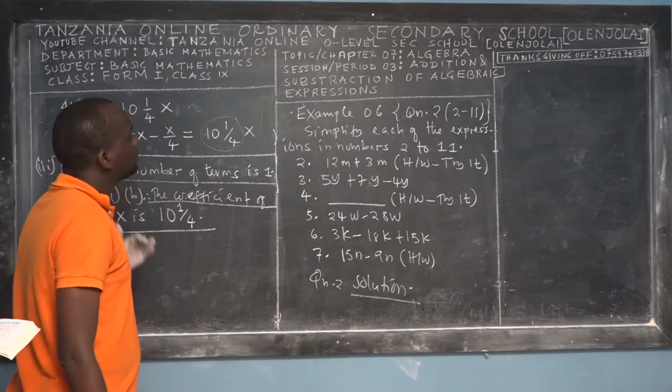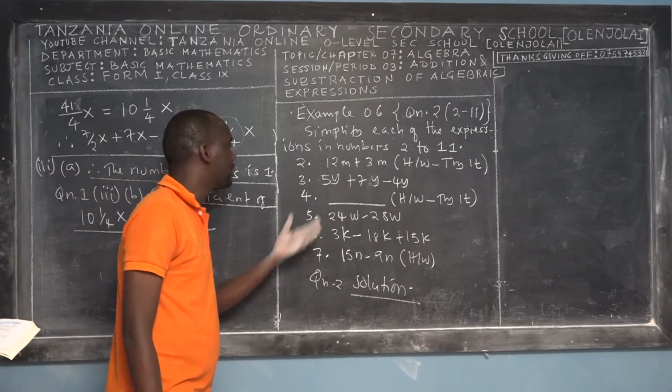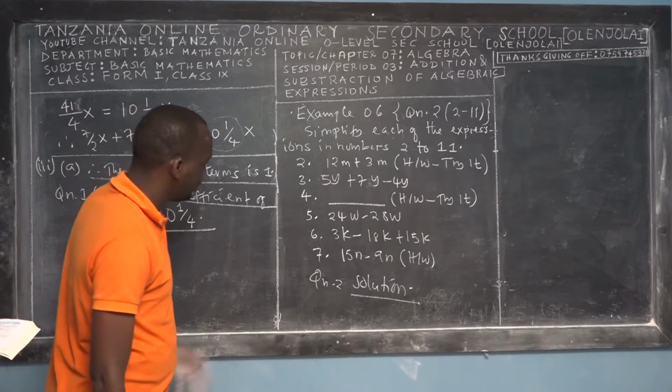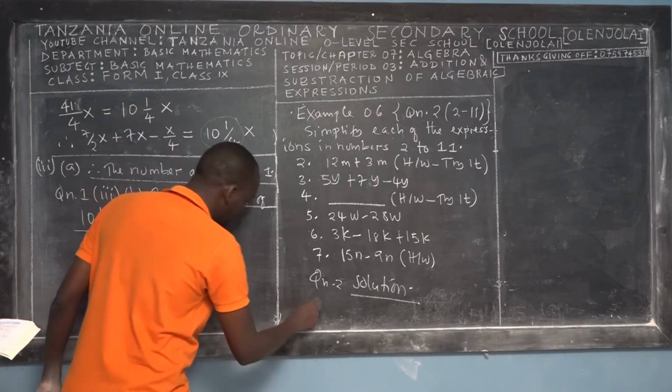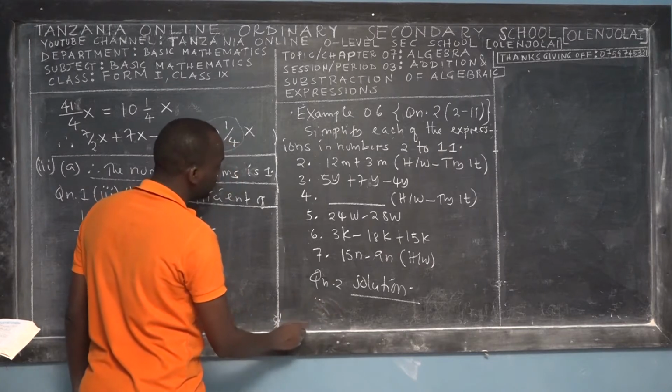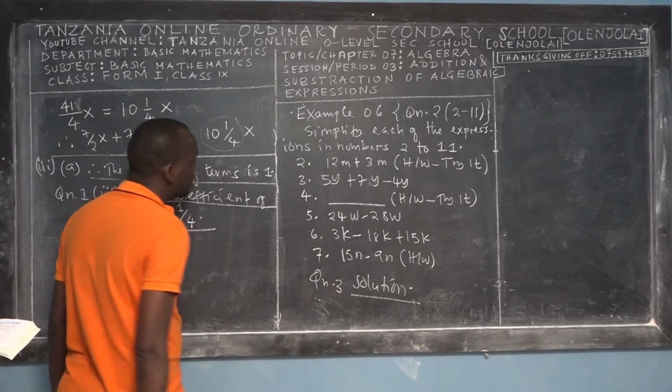Tukiangalia kwenye hii collect like terms, tayari zile ni like terms. So these are like terms. So it's simple. So it means that we say that this is 12m. That is homework, excuse me. We want to do question number 3.